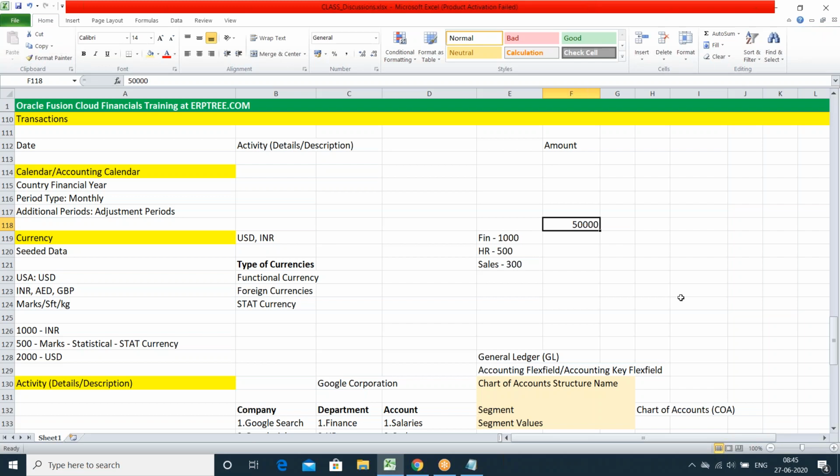You have to go with the calculation, A into B by C. A is how much you are paying, B is nothing but the specific department's square feet, C is nothing but the total square feet. Then you will get how much for the finance department.